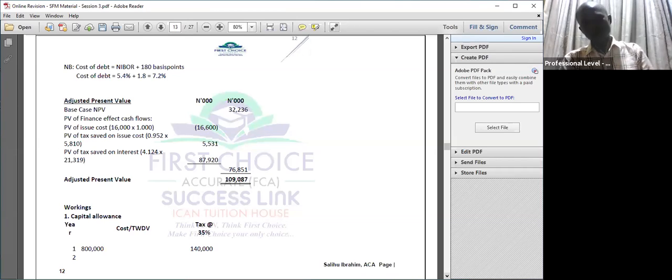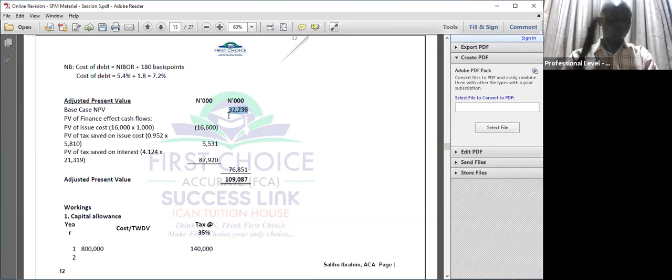Now, the figure we got earlier is what? 31,194, right? Or 71,194, right? Mrs. Akuma, am I correct? The one we corrected, was it 71,194? Okay, thank you. So our base case NPV now, you correct it to 71,194. Now, our finance effect cash flow, we need to discount it, isn't it?